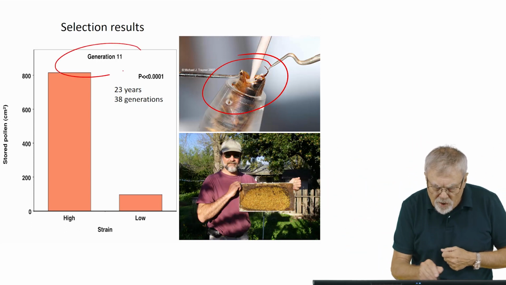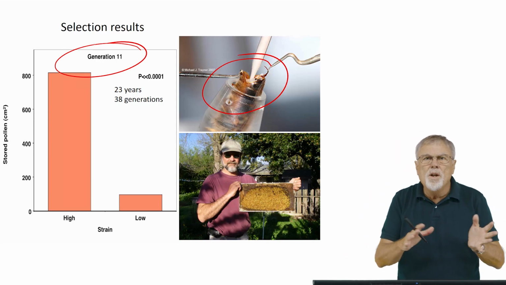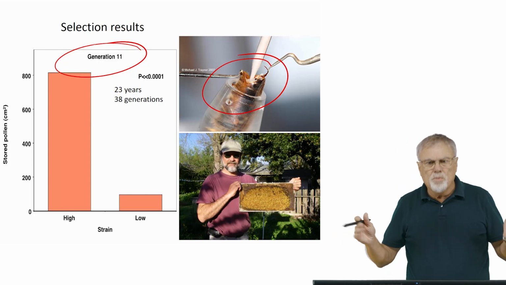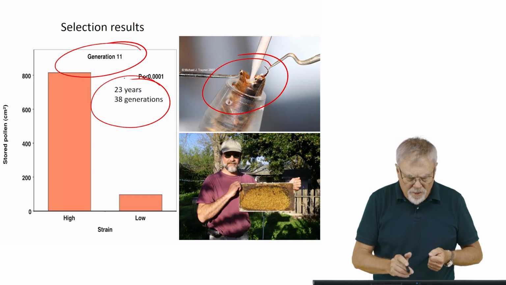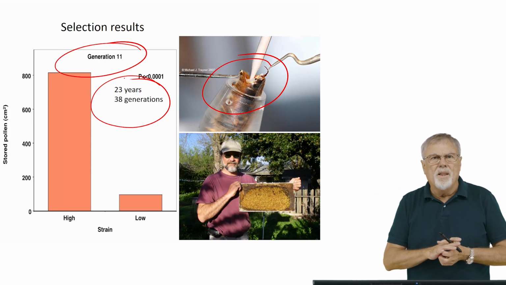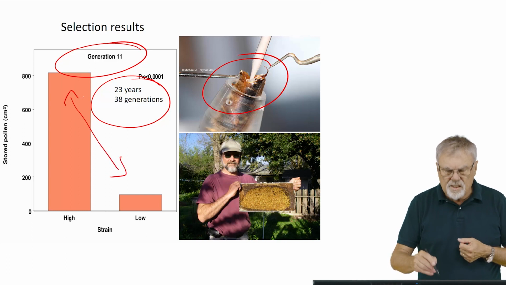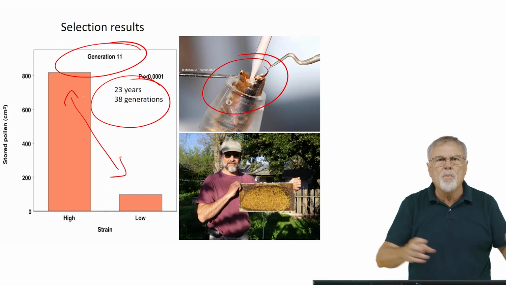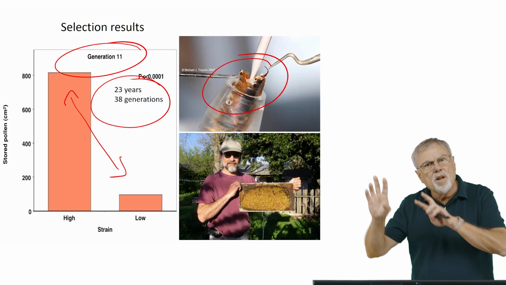And this shows the results of 11 generations of this selection. And we had 1 to 2 generations per year over the time of this selection program. Altogether, we selected for 23 years, and we had 38 generations. Well, after 11 generations, we had nearly a 16-fold difference between the amount of pollen stored in the comb of what we called our high pollen hoarding strain, or our high strain, compared to the low strain.